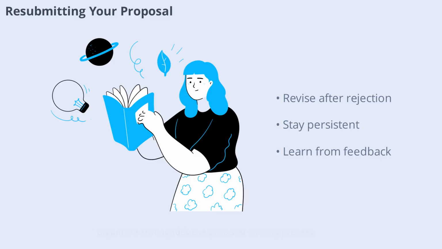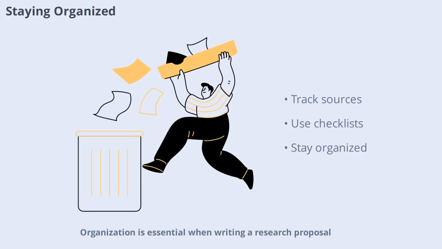Next, we'll look at tips for staying organized throughout the proposal writing process. Organization is essential when writing a research proposal. Keep track of your sources, notes, and drafts. Use folders or digital tools to manage your materials. Create checklists to ensure you've included all required sections. Staying organized saves time and reduces stress.